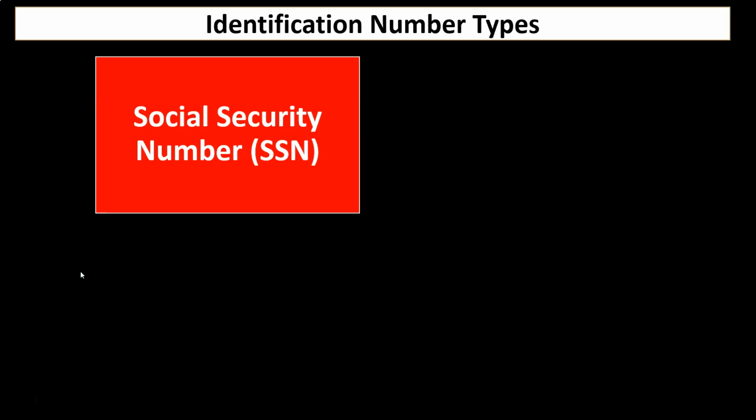irs.gov. So identification number types. We might have a Social Security number, which would be an SSN.